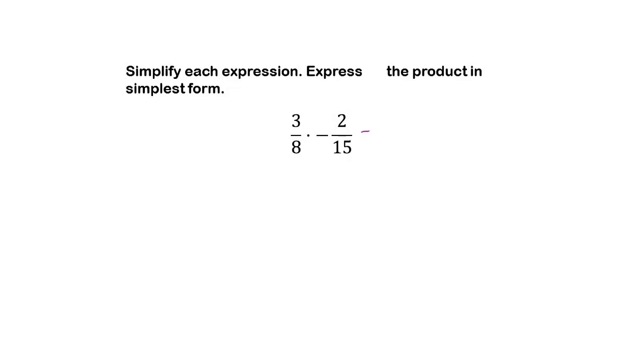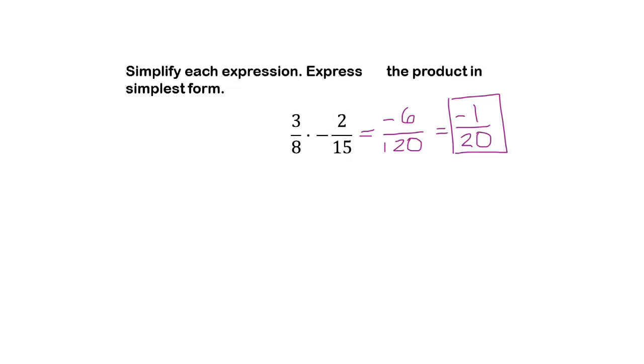So in this case, let's multiply straight across. 3 times -2 would be -6. 8 times 15 would be 120. I know 6 can go into both 6 and 120, so let's reduce that into -1 over 20. So -1 over 20 would be the simplest form.